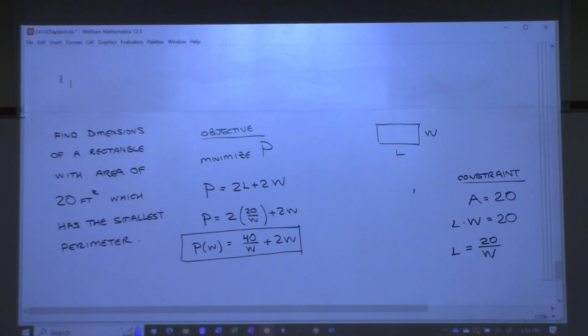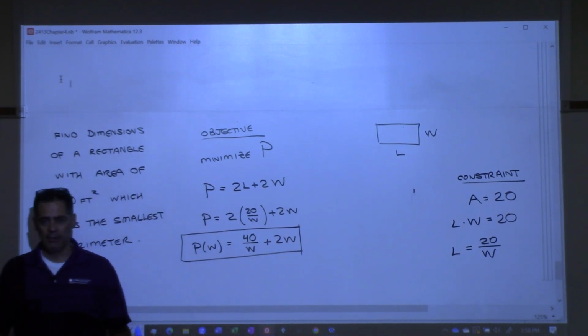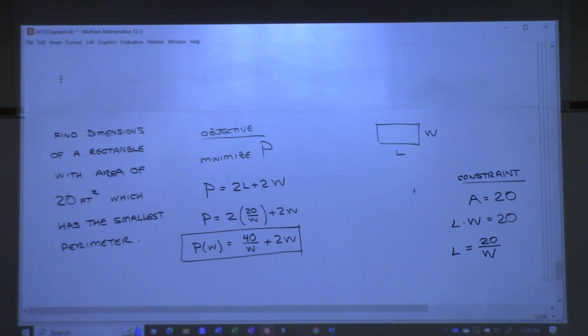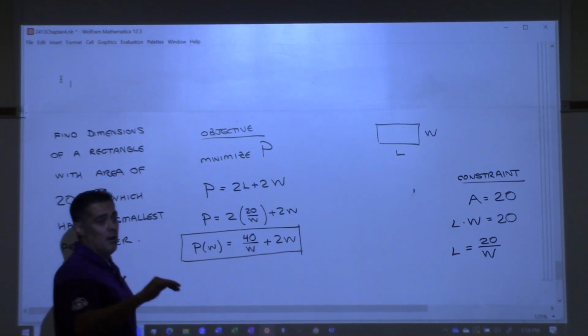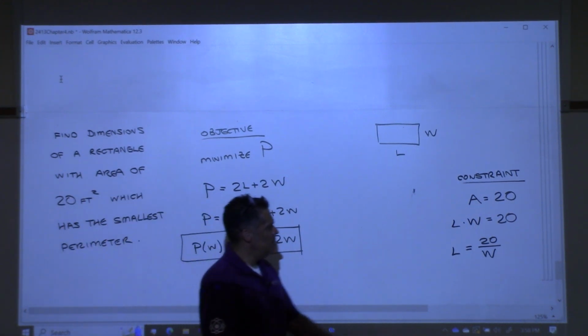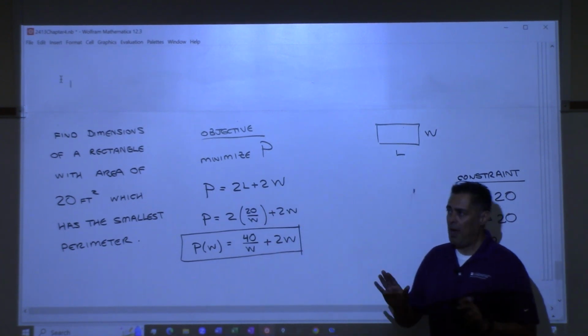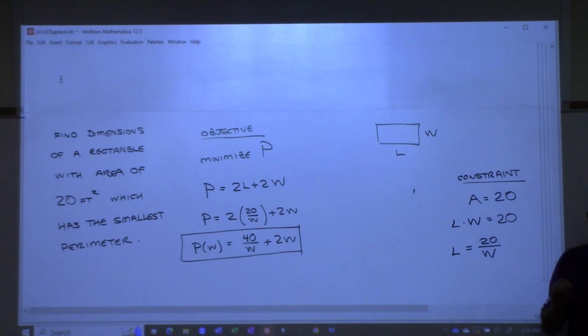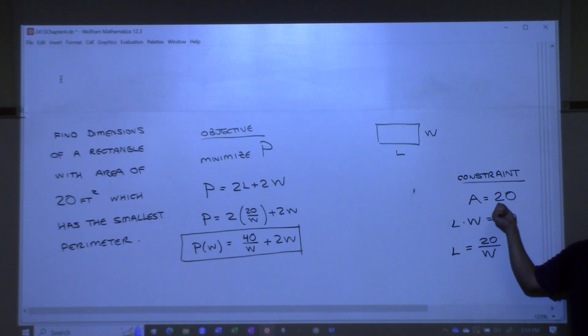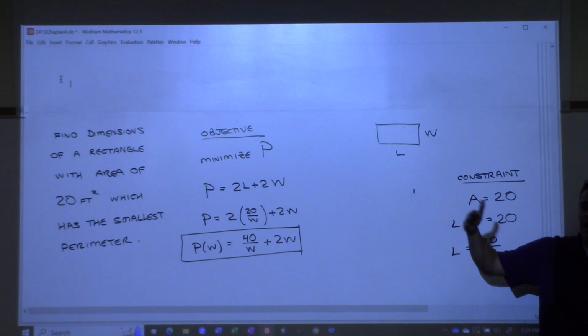We need to determine whether we're working on the closed interval method or the open interval method. So are there any restrictions on W here? It can't be 0, right? Why? If W is 0, your length is undefined. In fact, if W is 0, you have no area. And what's the requirement? You must have an area of 20, right? So W can't be 0. Can't be negative.